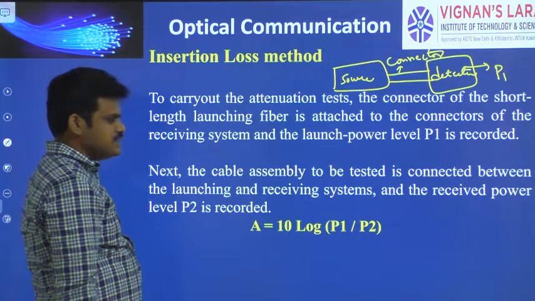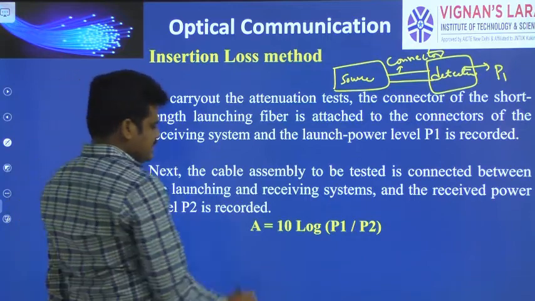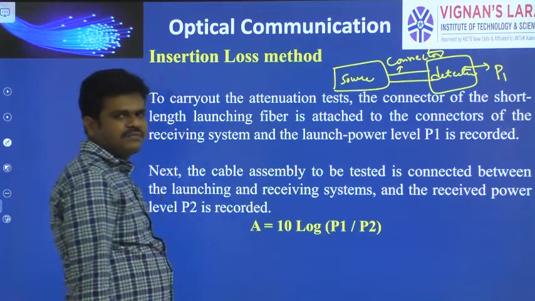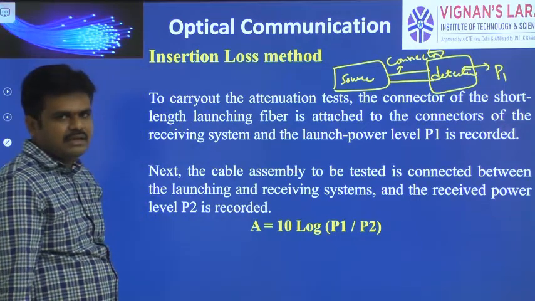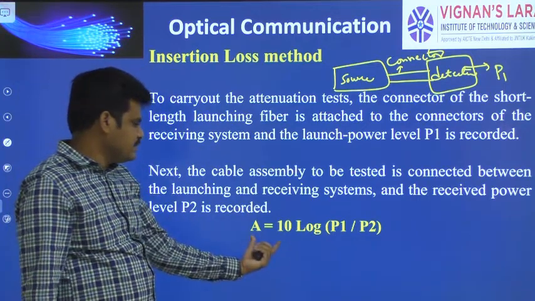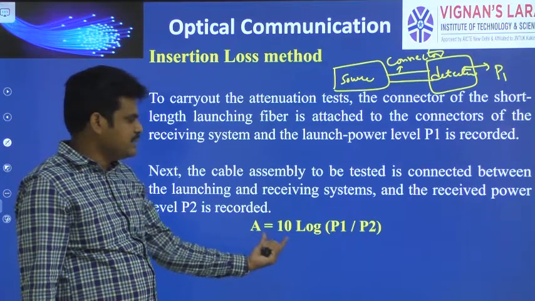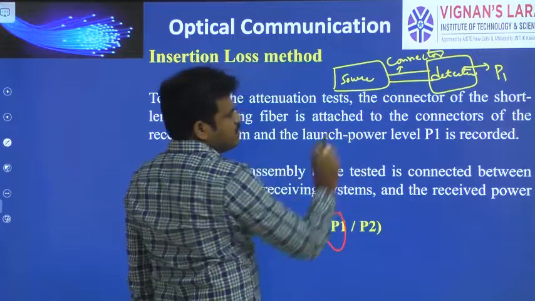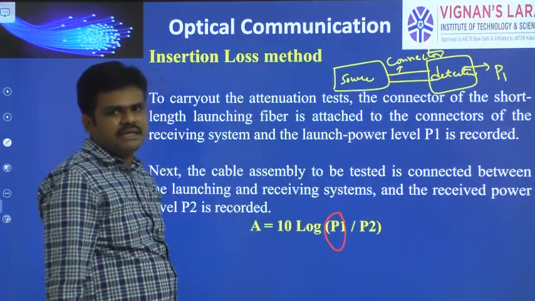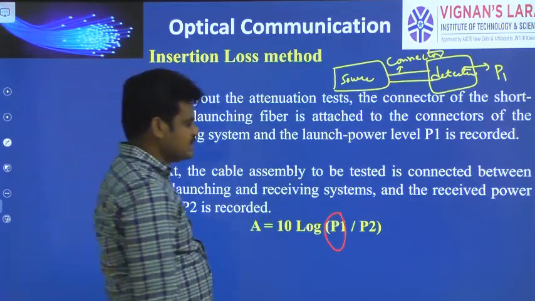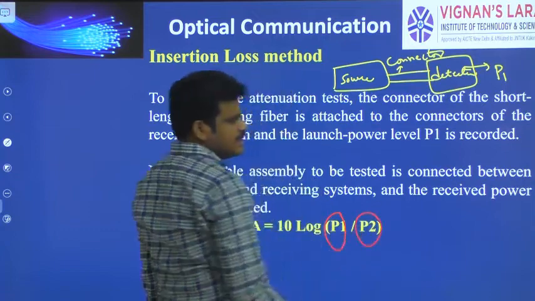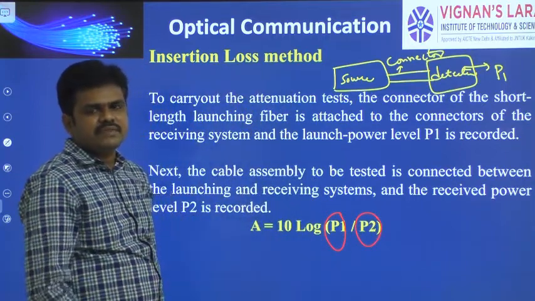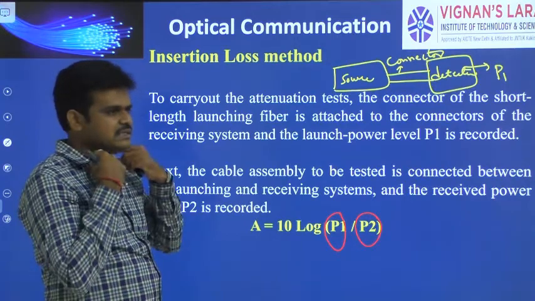Now the attenuation A equals 10 log P1 by P2 gives the fiber attenuation. Attenuation is calculated using this formula: A equals 10 log P1 by P2. What is P1? The power measured by placing the connector between source and detector. What is P2? The power measured at the receiving end when the fiber is placed between the source and detector. Are you able to understand this?